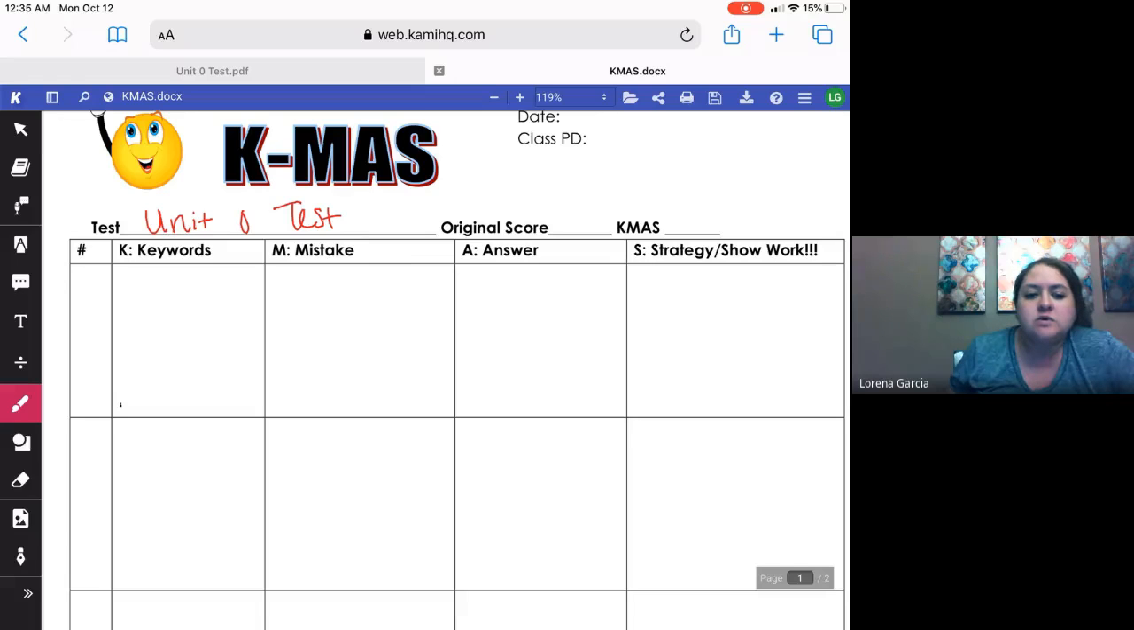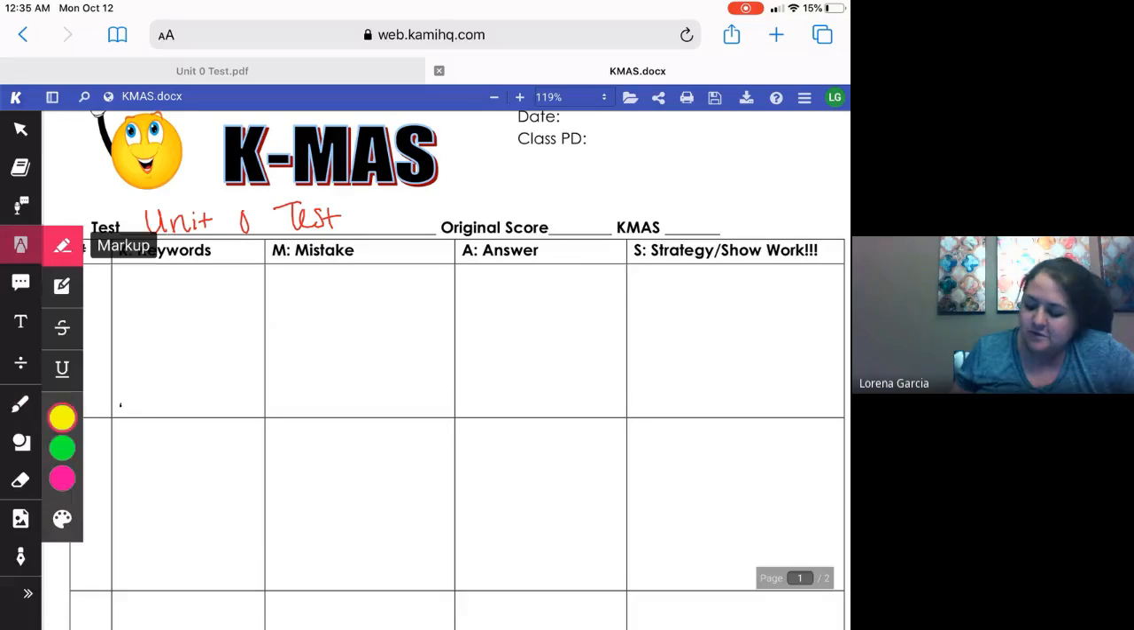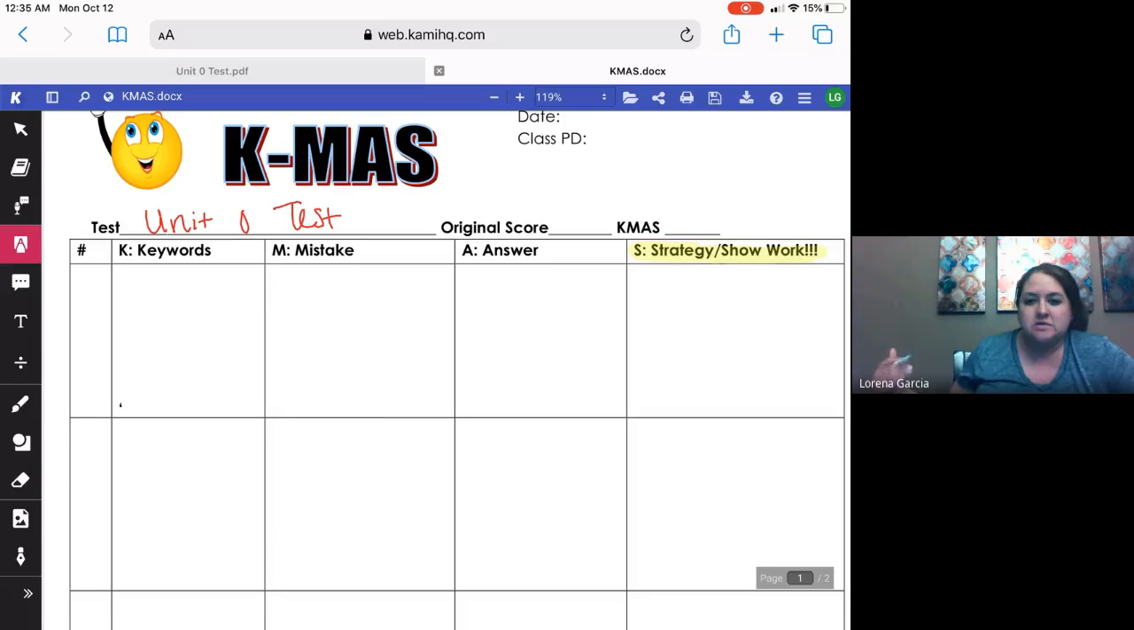But what you're going to be doing is looking at the numbers you got wrong and analyzing your keywords, mistakes, answers, and solutions for each one. The important part here is the strategies. This is where I'm very picky. You need to make sure to show work. You can't just say this is the correct answer and expect to get points back. You need to show me how you got that answer.